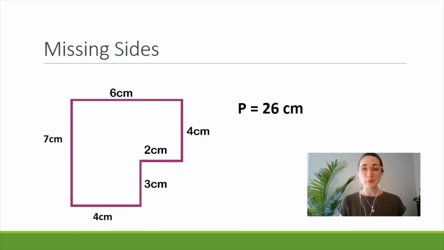Now, to get the perimeter, we will need to add up all of these sides. So 7 plus 6 plus 4 plus 2 plus 3 plus 4 gives us 26 centimeters, and that is the perimeter of the whole space if we wanted to put a fence or some baseboard around this area.